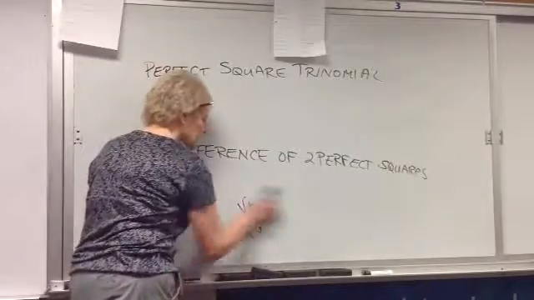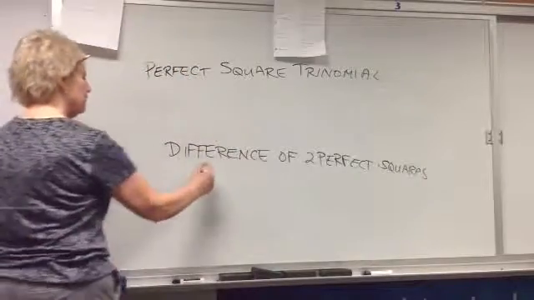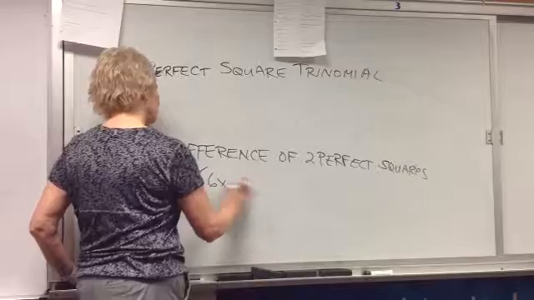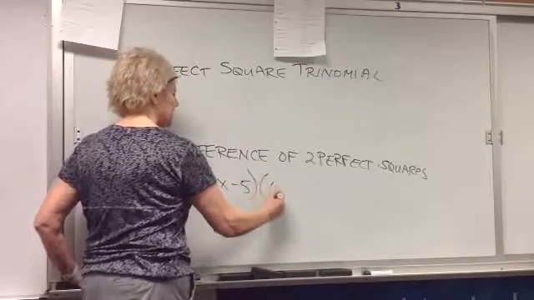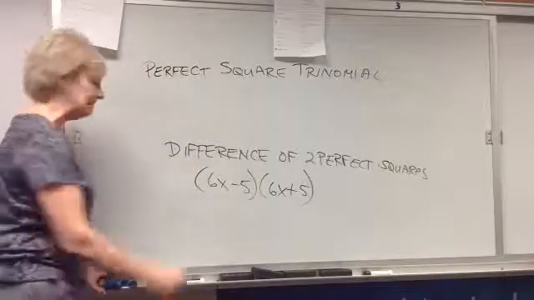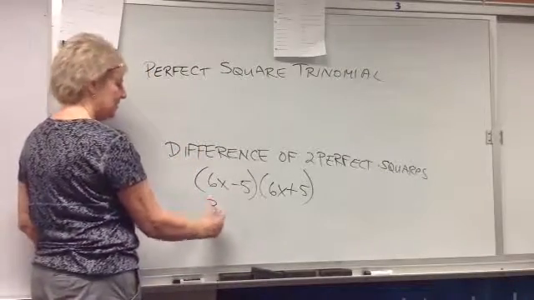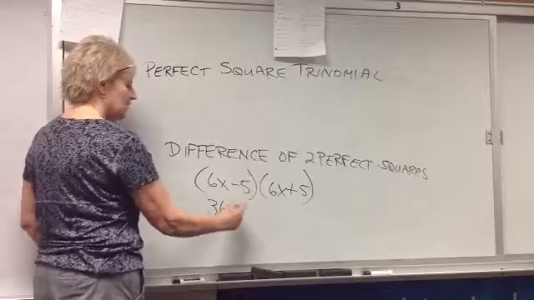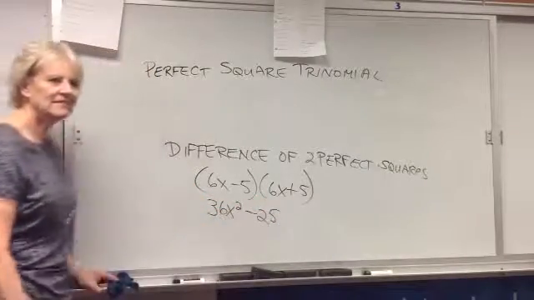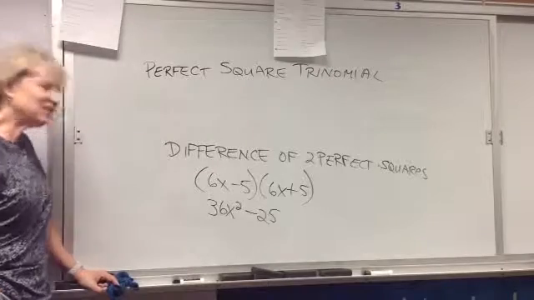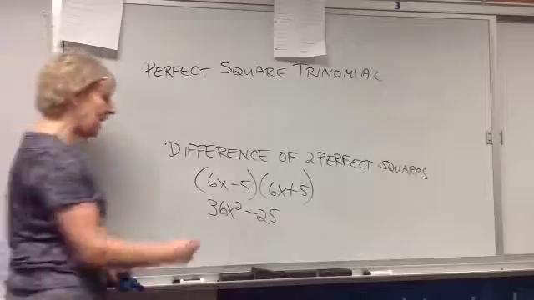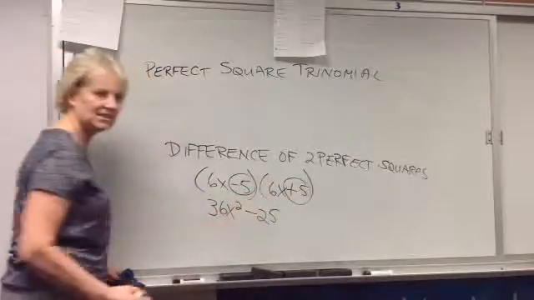All right? So, if I have 6x minus 5, 6x plus 5. What's the answer without working it out? 36x squared minus 25. You don't have to know that yet, but it's nice to know that it comes out that way every time because these are opposites.